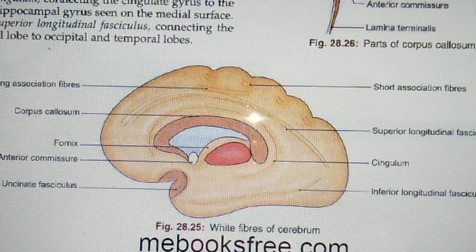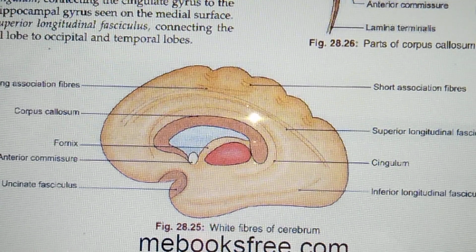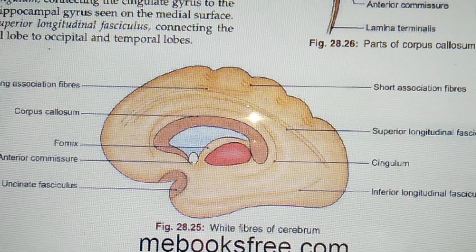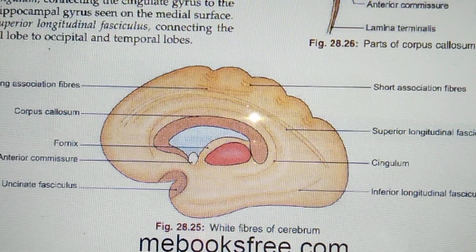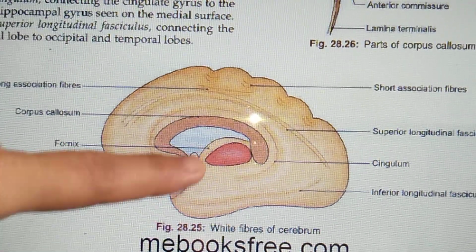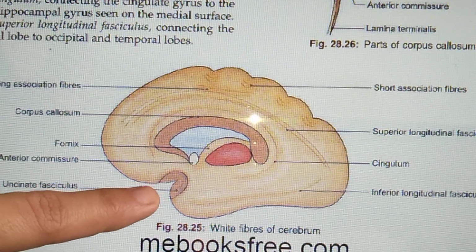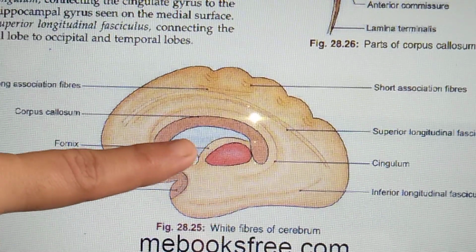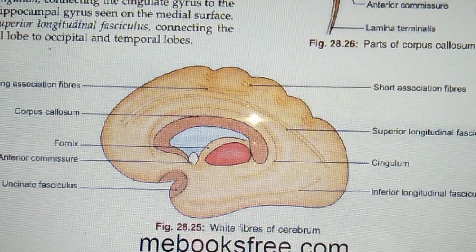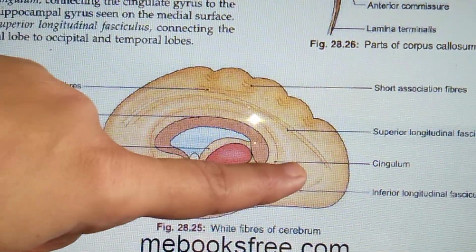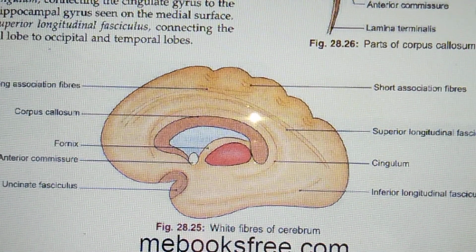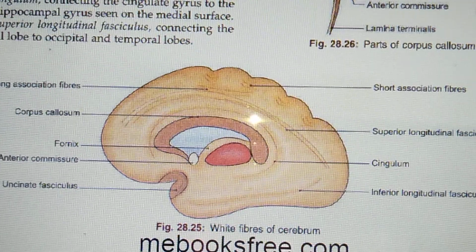Now some examples of the long association fibers are, first, the uncinate fasciculus, connecting the temporal pole to the motor speech area and to the orbital cortex. You can see here the uncinate fasciculus is shown. Second is the cingulum. Here you can see the cingulum. It connects the cingulate gyrus to the parahippocampal gyrus seen on the medial surface.